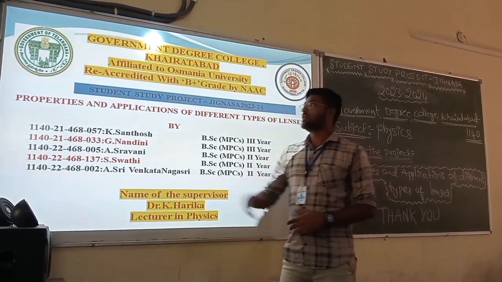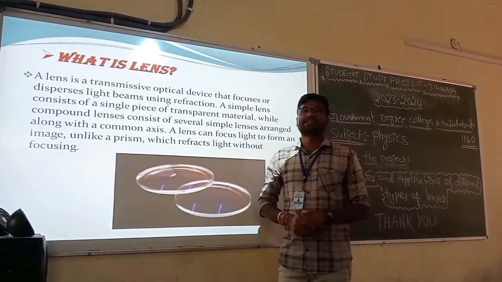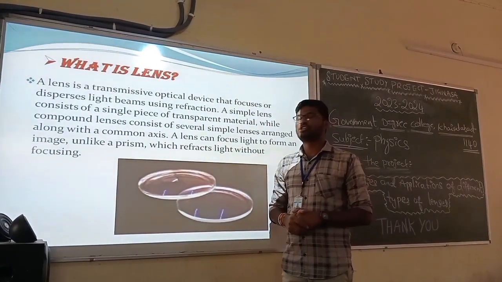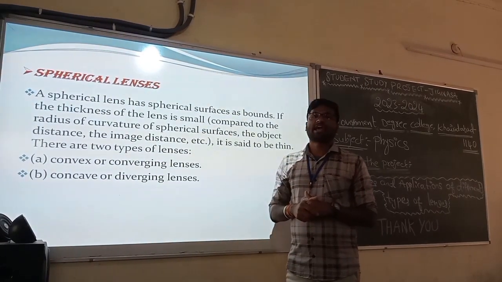The title of the project is Properties and Applications of Different Types of Lenses. What is a lens? A lens is a transmissive optical device that focuses or disperses light beams using refraction. Spherical lenses. A spherical lens has spherical surfaces as bounds.